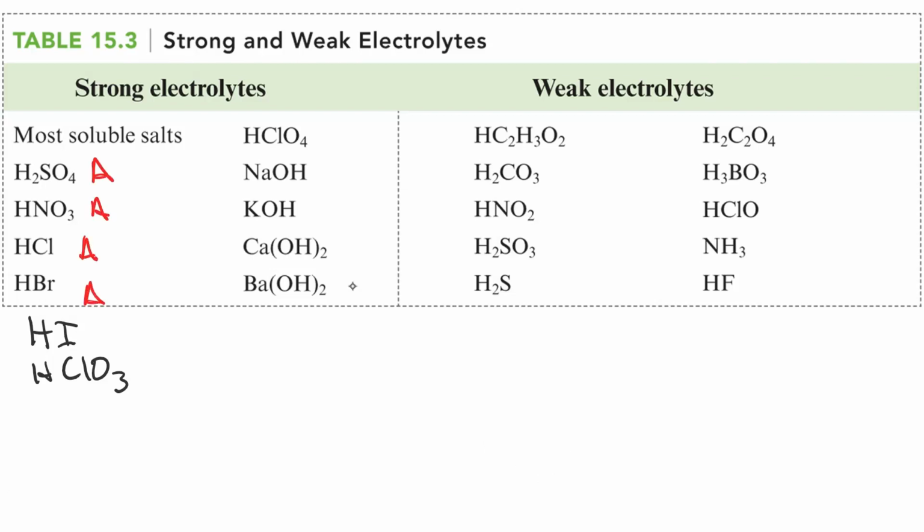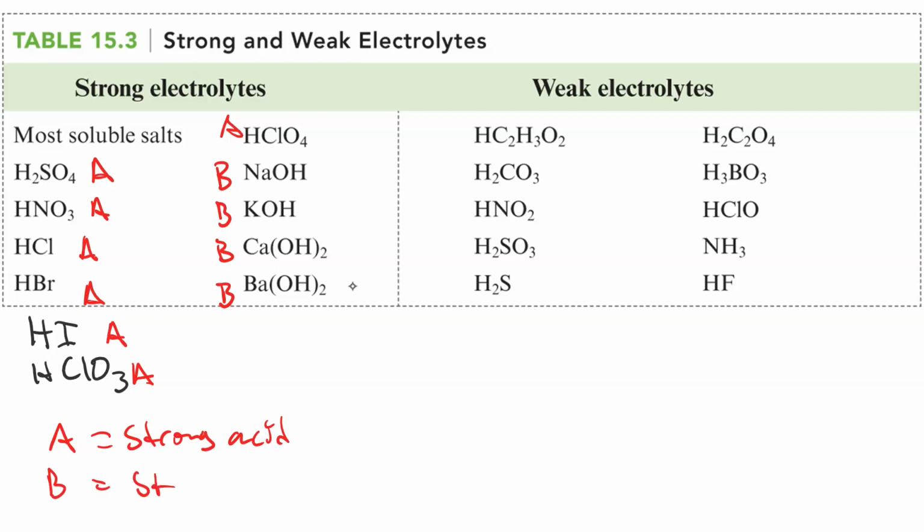We use a capital A for strong acids. And then these soluble metal hydroxide salts are strong bases. We'll use a capital B. So, capital A, strong acid, capital B, strong base, and then little a is a weak acid, and little b is a weak base.